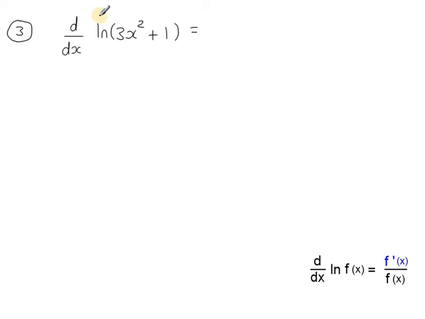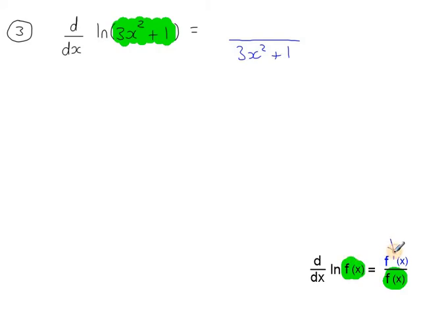Example 3, differentiating a natural log. So we'll get a fraction. Our function of x is 3x squared plus 1, and we copy that into the denominator. We differentiate it and put it into the numerator. So if I differentiate 3x squared, I get 6x. If I differentiate 1, I get 0. So here's the final answer.